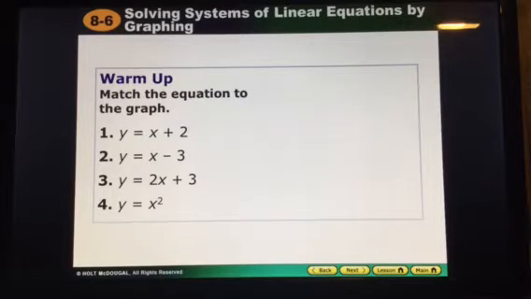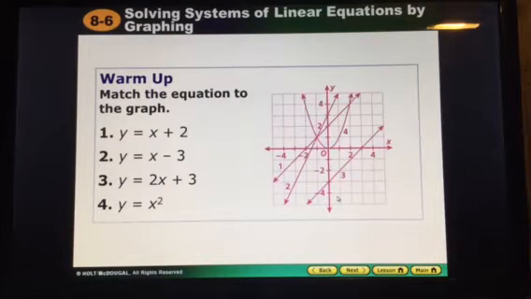All right, this section is on solving systems of linear equations by graphing. And as a little warm-up, we'll look at the graphs that are on your notes. And just to remind you, you're going to need graph paper for this section of notes because the graphs on your handout that I gave you are way too small.